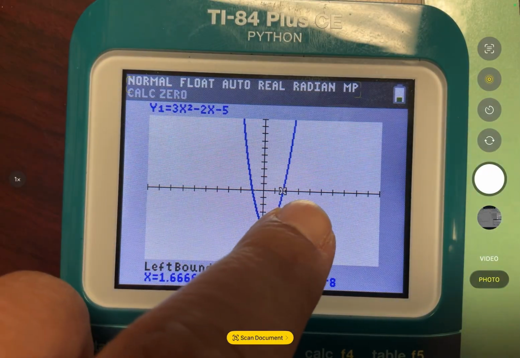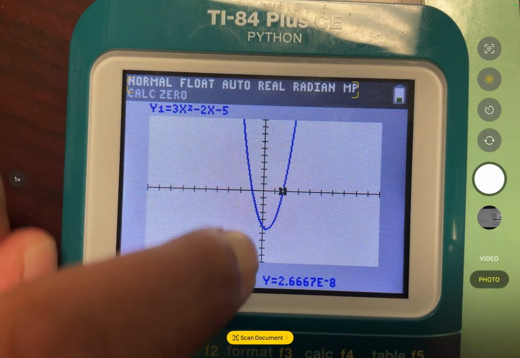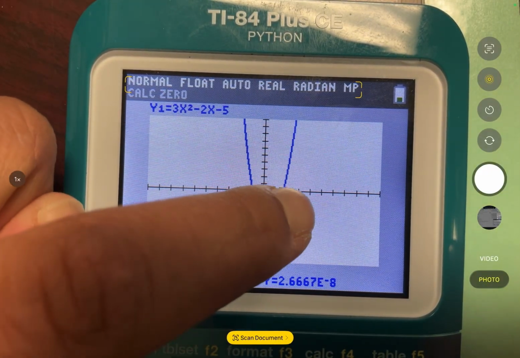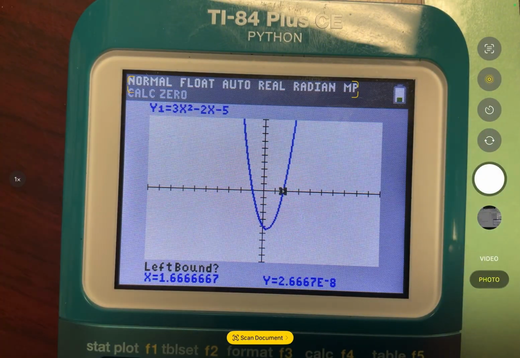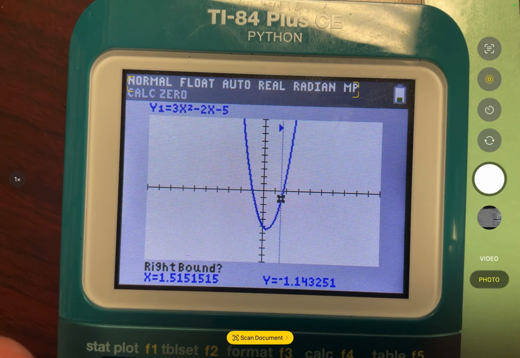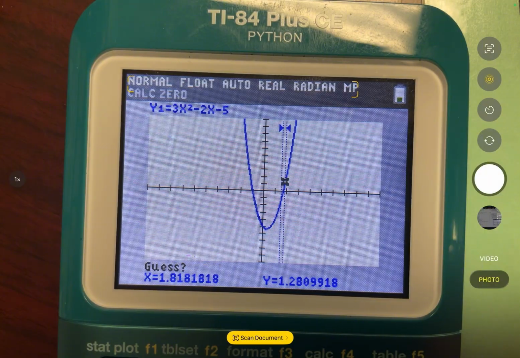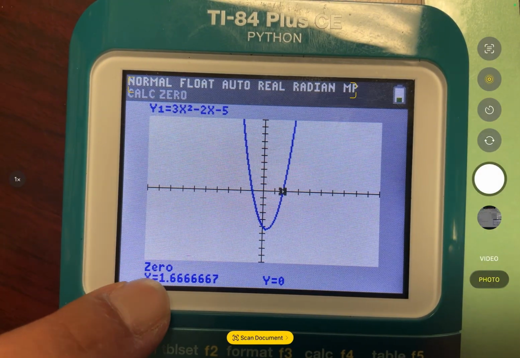The star will always start in the middle on the y-axis. Put it on or as close as you can to the x-intercept. This says left. You're not allowed to use your up and down arrows. So just push the left arrow. It's going to go down. That's okay. Push enter after it goes down. Now it says right. So you're going to go to the right side of it. Push the right arrow. 1, 2. Then push enter twice. 1, 2. And you get 1.67.